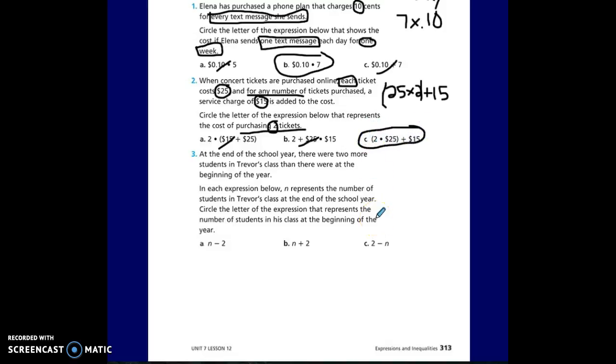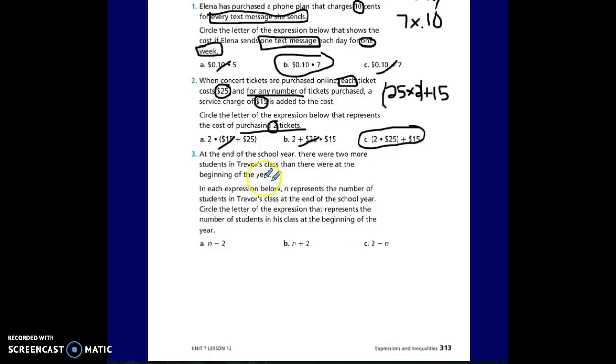All right, let's go ahead and read this one. I'm going to have you try to solve this one on your own, and then we'll go through it together. It says, at the end of the school year, there were 2 more students in Trevor's class than there were at the beginning of the year. In each expression below, n represents the number of students in Trevor's class at the end of the year. Circle the letter of the expression that represents the number of students in his class at the beginning of the year. So I'll help you circle and highlight some important information, and then I want you to go ahead and try to solve it.